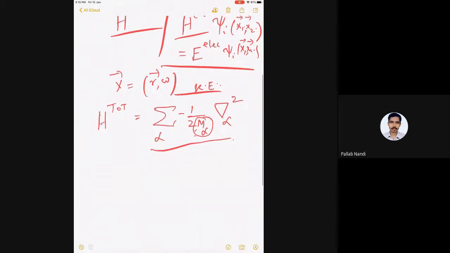And then you have similarly the electronic energy, which is minus half, so plus minus half, and then you don't write.